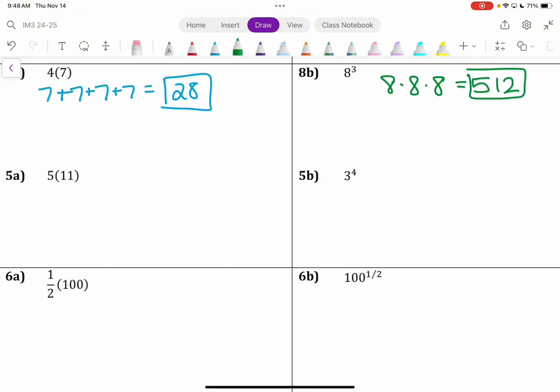All right, you are trying 5a and 5b on your own now. Go ahead and expand those out. If you're multiplying, you're doing groups of addition. And then if you're doing exponents, it's groups, but this time you're multiplying. Okay? Take 1 minute.